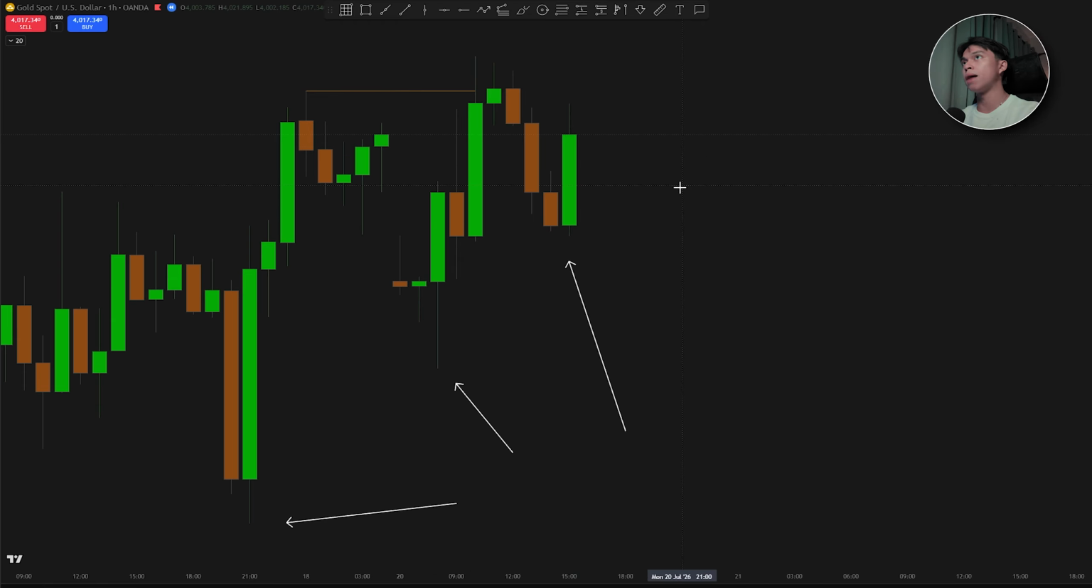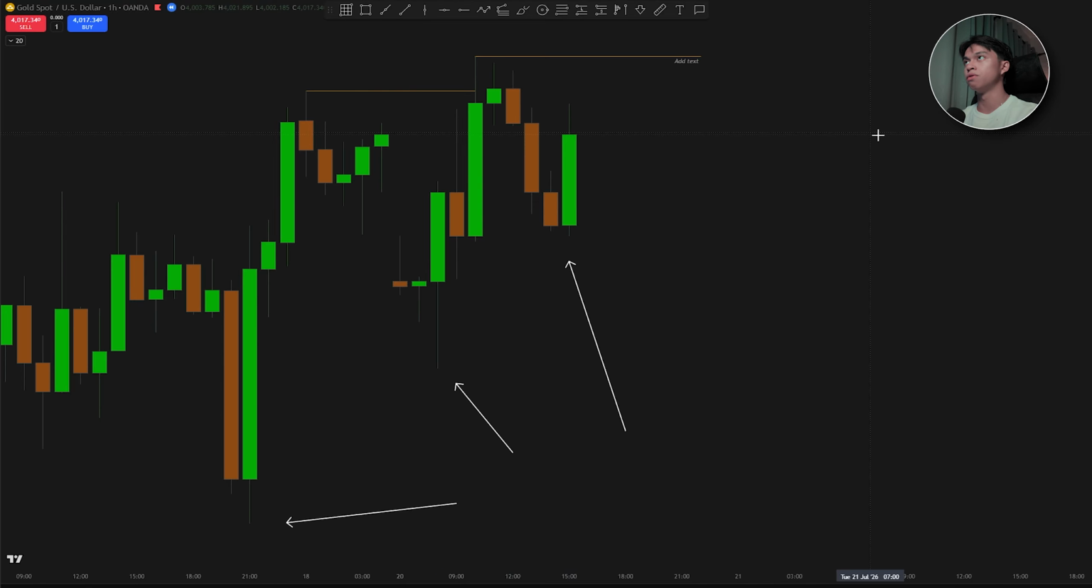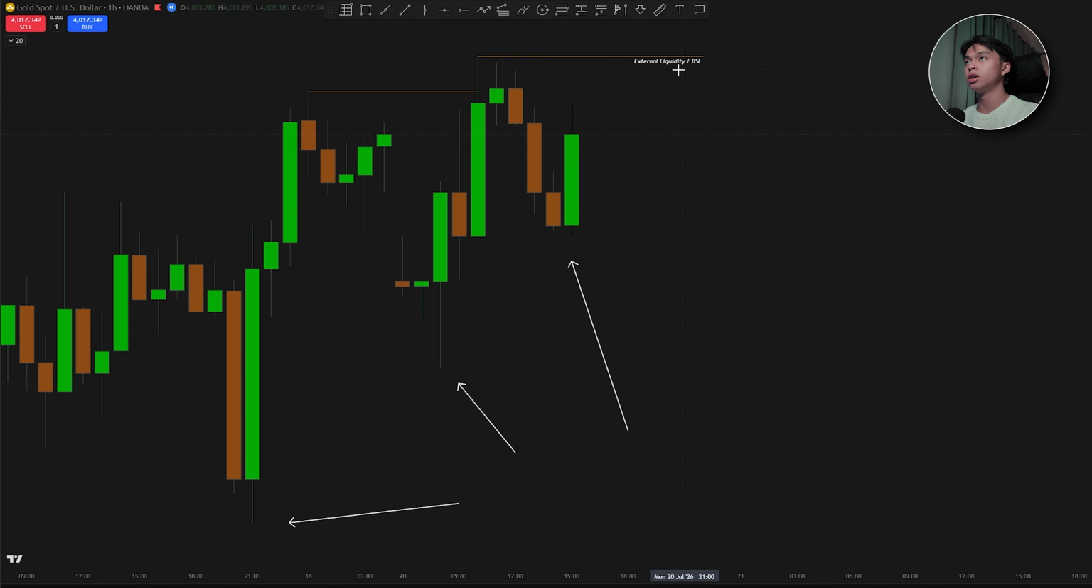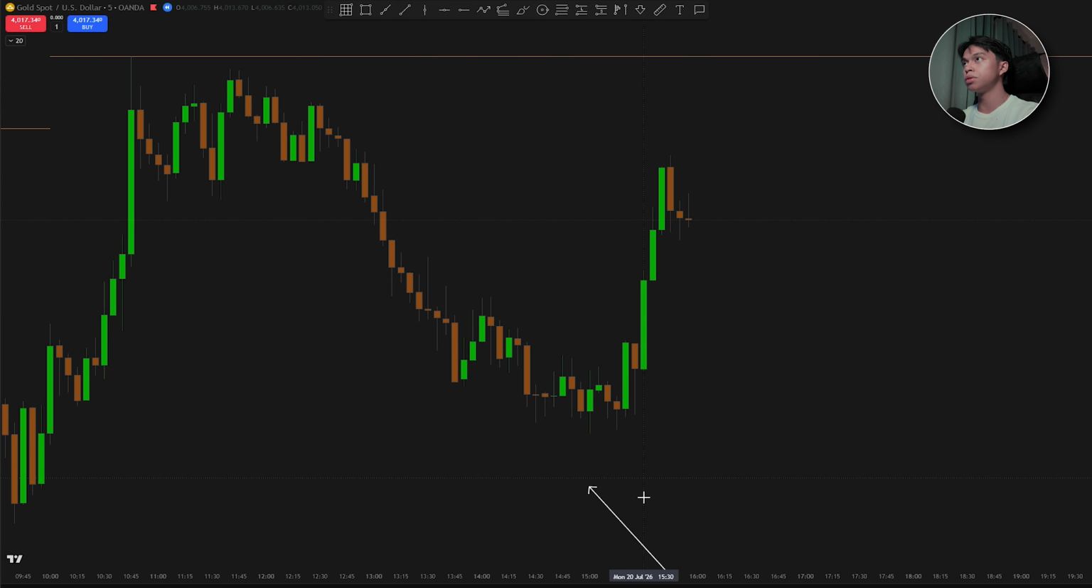Now, let's take a look at what happened. Next, we formed a new external range liquidity. It's what I like to call external liquidity or buy-side liquidity, right? We form BSL, or the external liquidity. Now, the next step you can do, if you know that the market is bullish, is simply wait to see how the market plays out, okay?